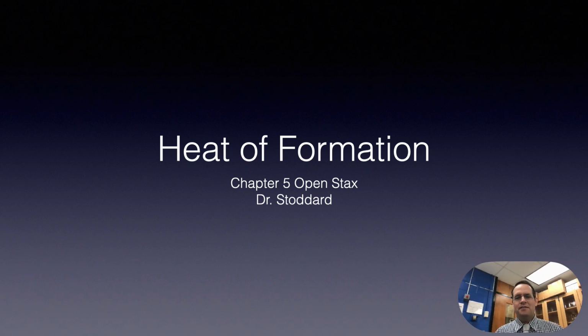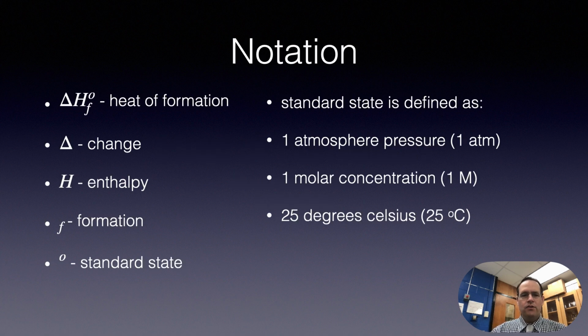In this lecture, we're going to talk about the heat of formation and calculating heats of reaction. Whenever I say heat, I really mean enthalpy, but we use capital H in the formula, so that's why I like to say heat. So the heat of formation is given this strange little symbol with the triangle, the little circle up there, and the F.